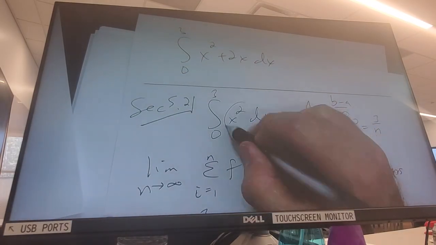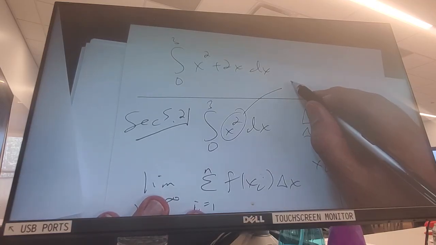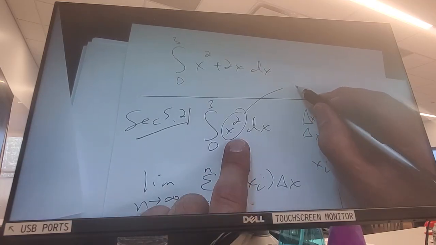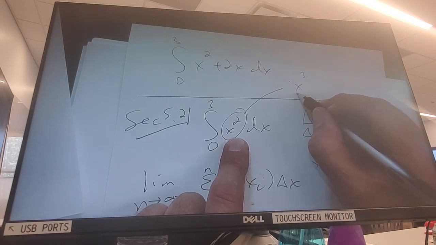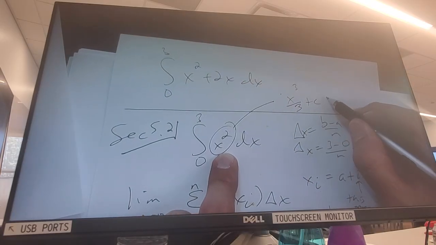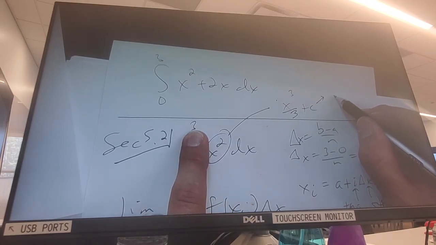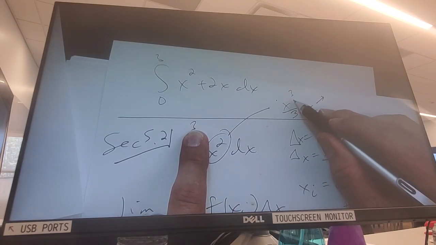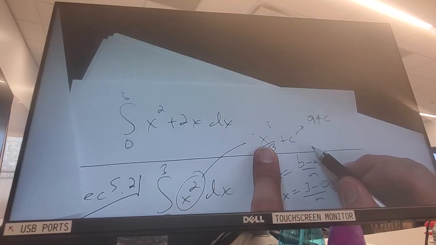What's the antiderivative of x squared? What power would it be? It would be to the third power, yes? And then I divide by 3, yes? Plus c. Okay, what's the value of this at 3? What do I get when I put a 3 in? 3 cubed is 27, divided by 3 is 9 plus c, yes? What's the value of this evaluated at 0?